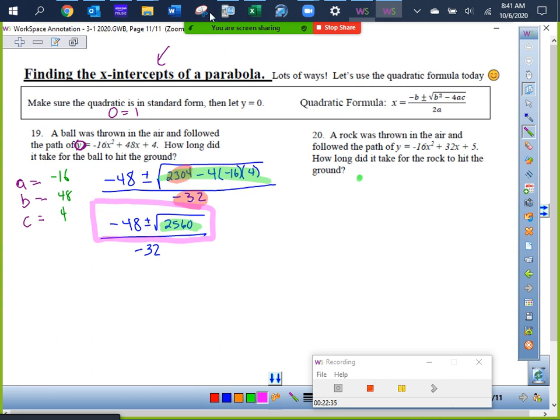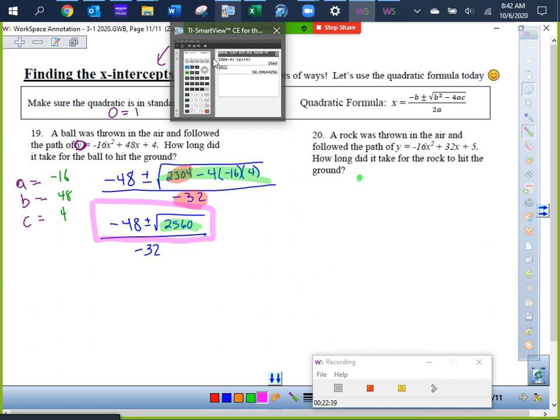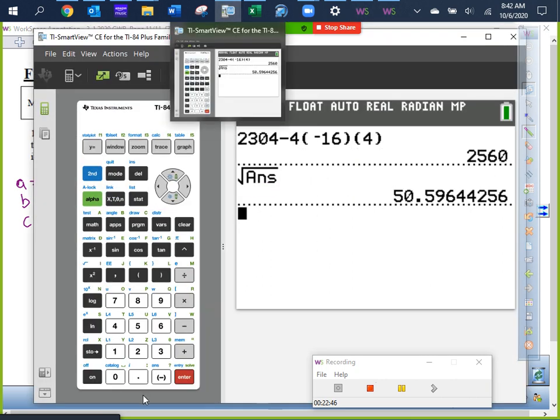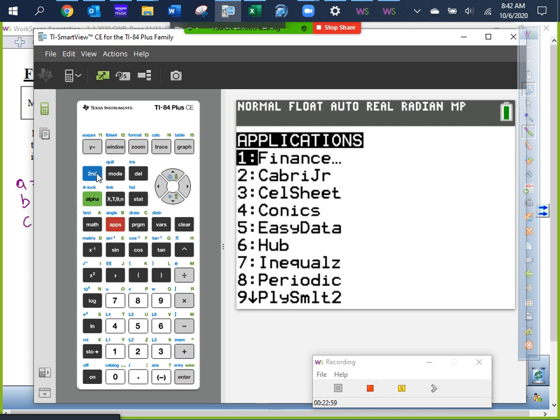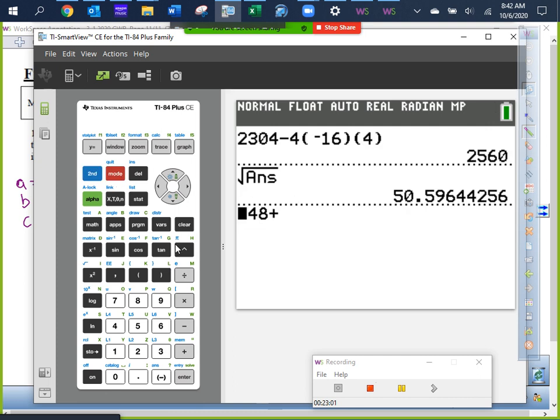So let me do this. If I can get my calculator going on this pen, working very nice. Let me get this calculator going. Let's do negative 48. And let's do the plus first. Come on, calculator, work for me. Negative 48 plus the square root of 2560. I apologize for my calculator not working. I got to clear it out and start over. Negative 48 plus the square root of 2560. And hit equals, please.